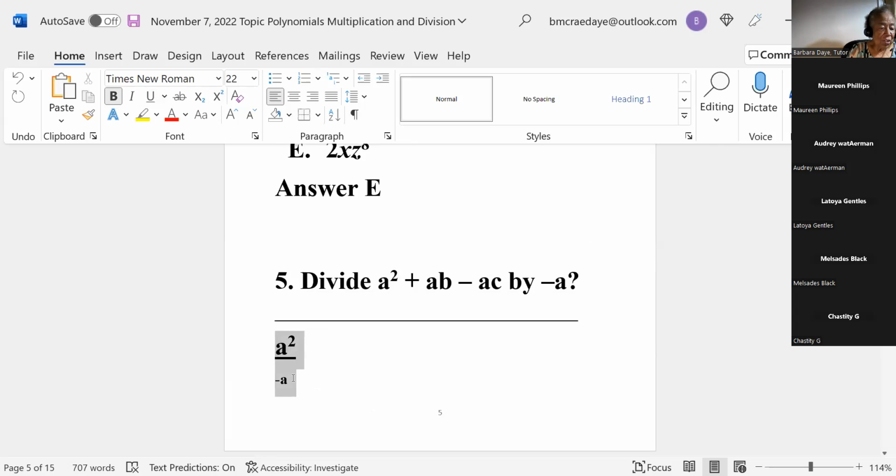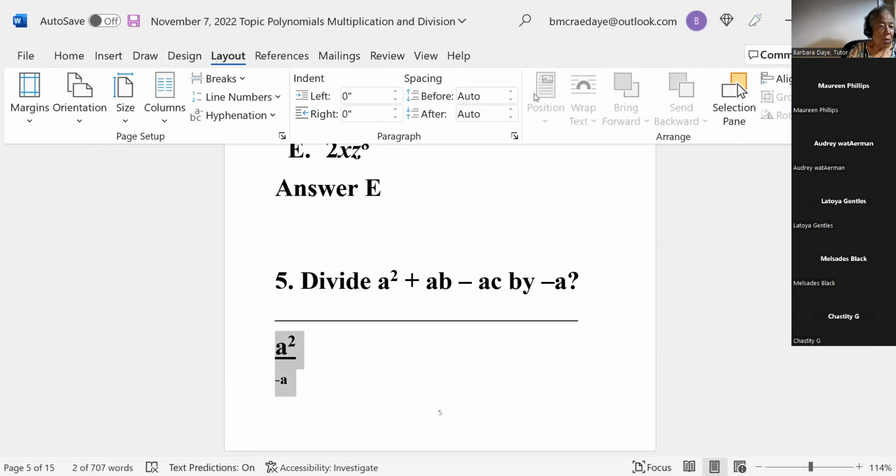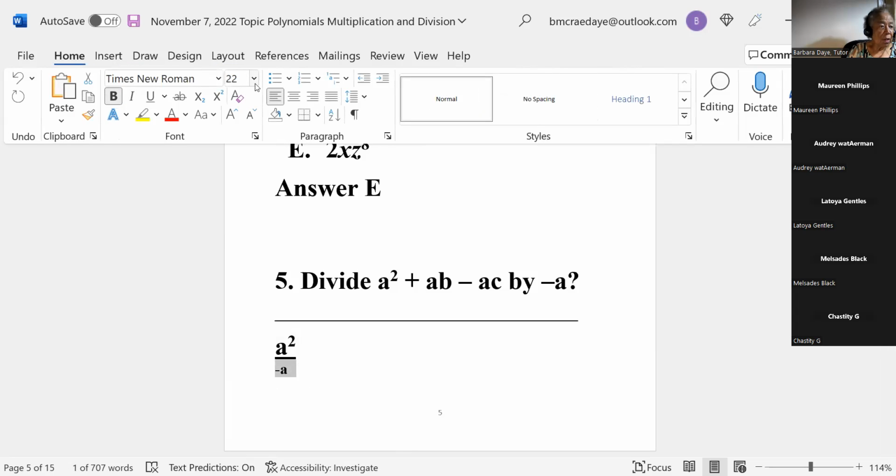So let's see, let's just make that closer. And I'll make that bigger so we can all see it.